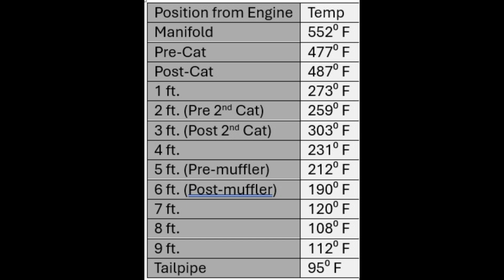So here we got the vehicle at operating temperature, and we took a temperature reading every foot on the exhaust system. So at our exhaust manifold on the engine, our temperature was around 552 degrees. And as we start going down our system, pre-cat and post-cat, it's going to be around 470 to 490 degrees. And after post-cat, we start going down through our exhaust system. So after 1 foot after the cat, it's around 270 degrees. And there is a second cat, like a secondary catalytic converter. So it heats up a little bit before going into the cat, and it heats up after.